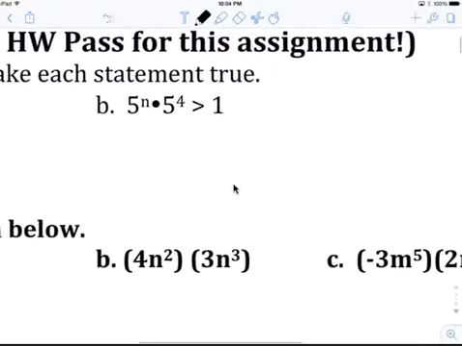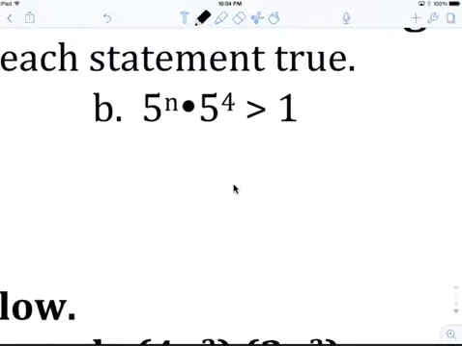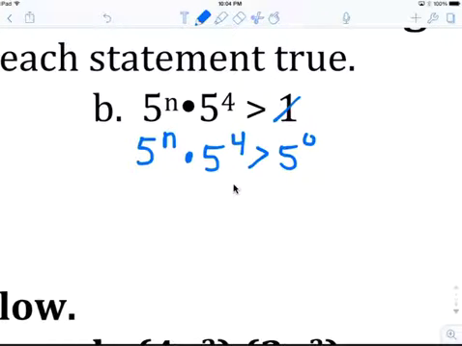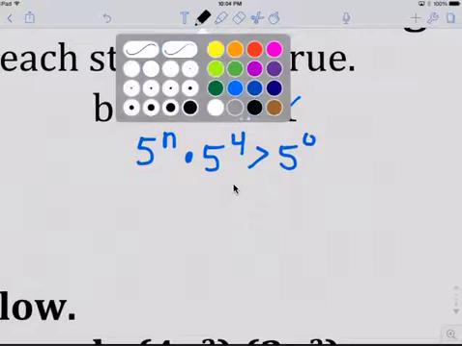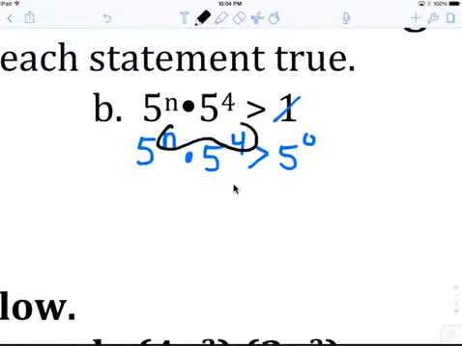So here, let's do this way. 5 to the n plus 4 greater than 5 to the 0 power. That's what 1 is, right? So you're adding these two. Maybe next year I'll teach it like this. It has to be greater than 0. n plus 4 is greater than 0, right?